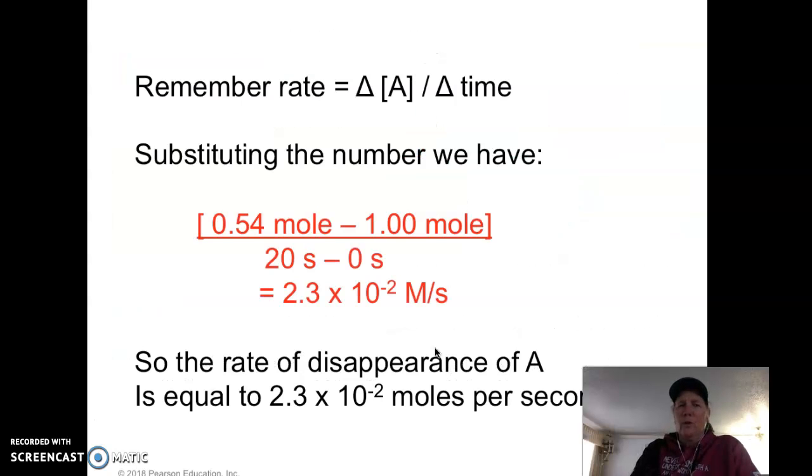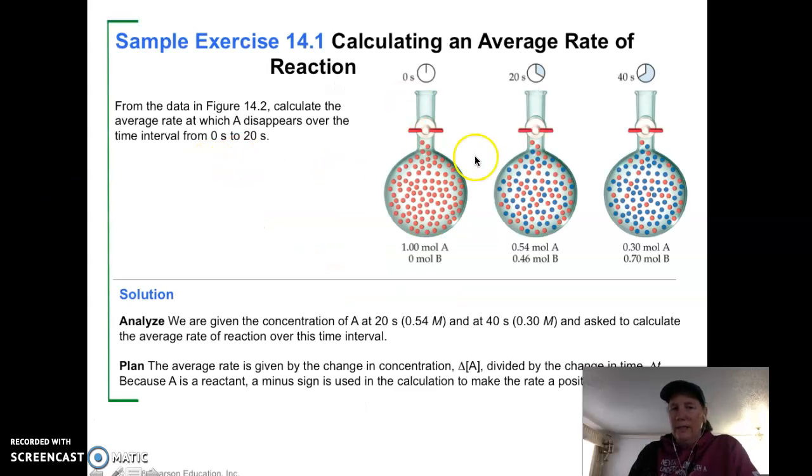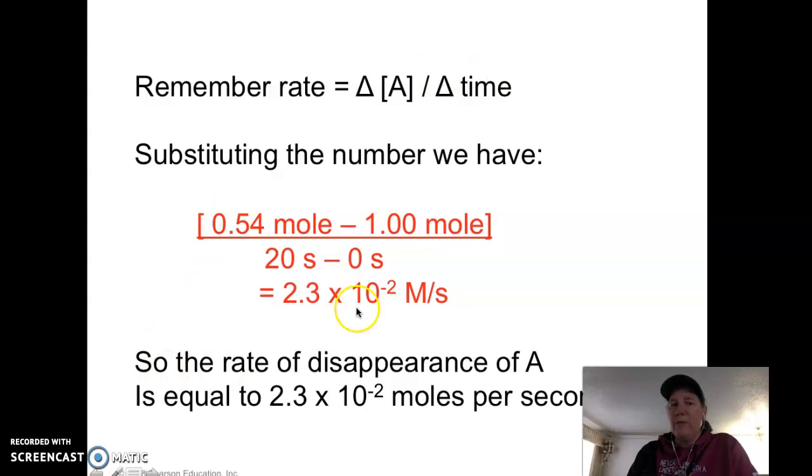All right, so remember we said that change in concentration, in this case it would have been A, over time. So if I go back here, here's where it started at 1, and we're doing it for the 20 seconds. So I take 0.54, that's my concentration at this time, minus 1. And then my time goes from 0 to 20, so it'd just be 20 seconds. And again, it would be a negative number because I'm reducing its amount. So that would be my rate of disappearance.